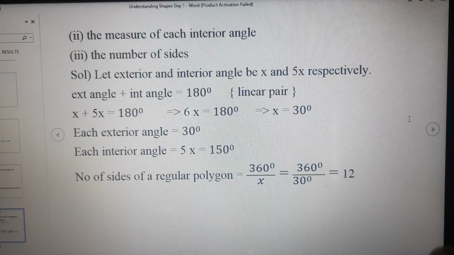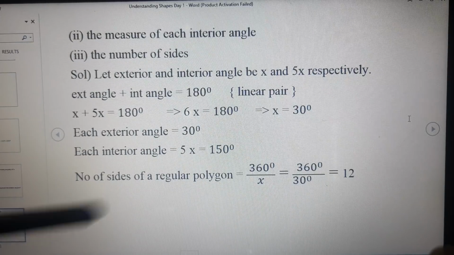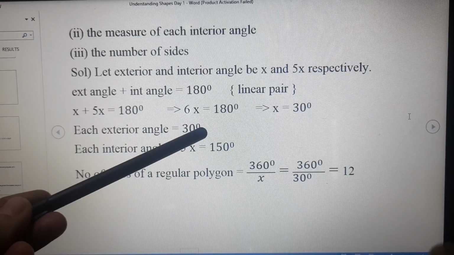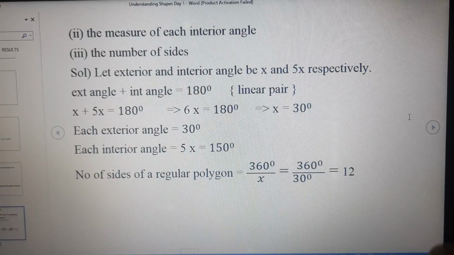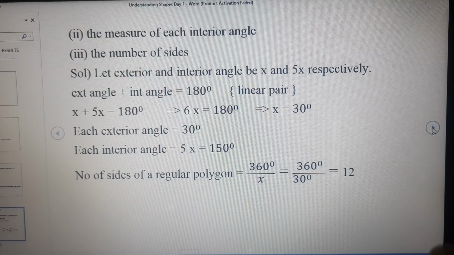Number of sides, we know the formula. Number of sides is equal to 360 degree divided by x, where x is each exterior angle. So exterior angle is 30 degree. We put the value and its answer is 12. Number of sides will be 12.